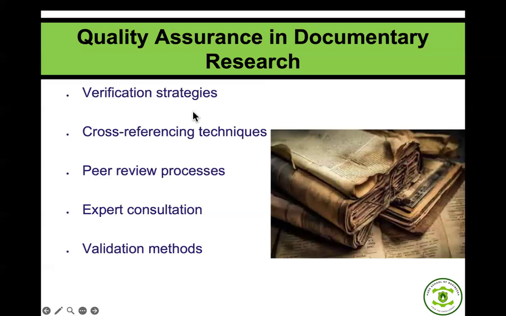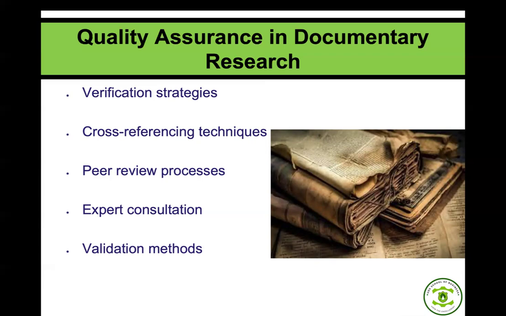Then there's also the issue of quality assurance we have to look at, and how to ensure quality when we're using documents in qualitative research. And there are 5 key approaches we can use to ensure quality. First, our verification strategies. These are the methods we can use to confirm the authenticity and accuracy of our documents and our interpretations of them.